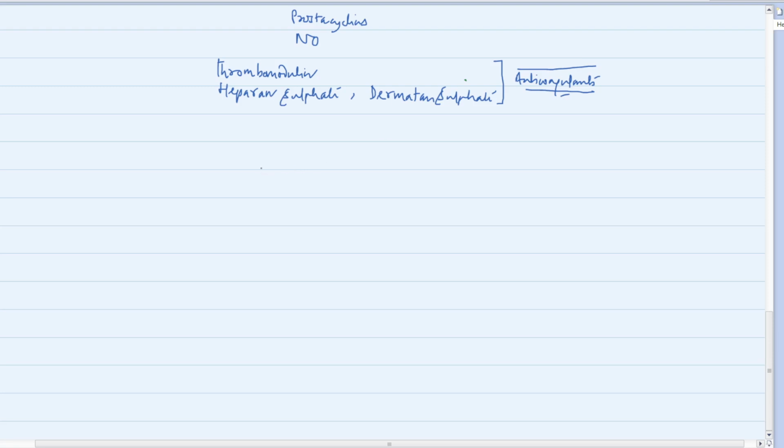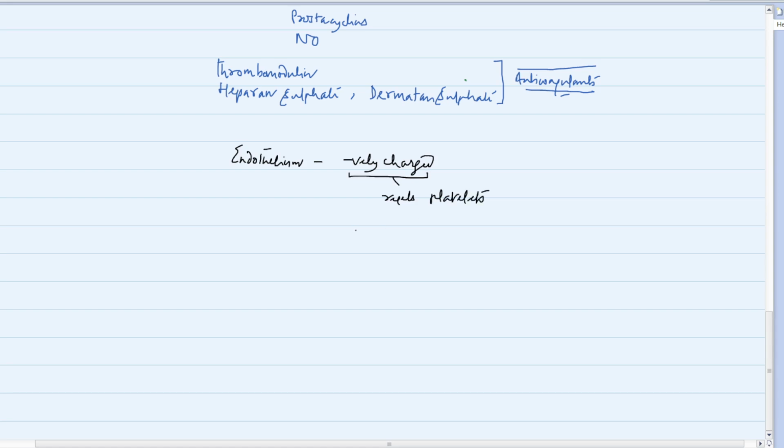In addition to this, the endothelium is negatively charged. And because it's negatively charged, it repels platelets.